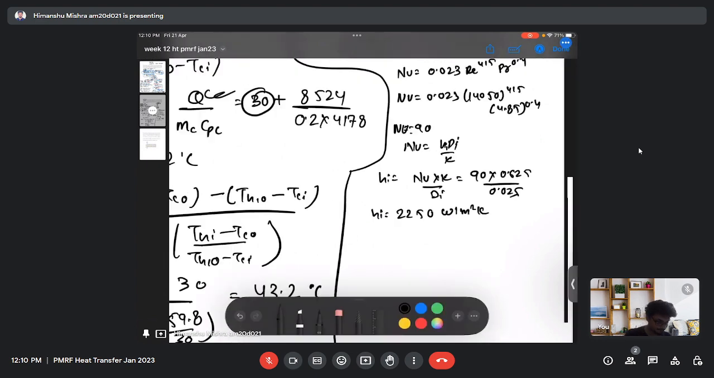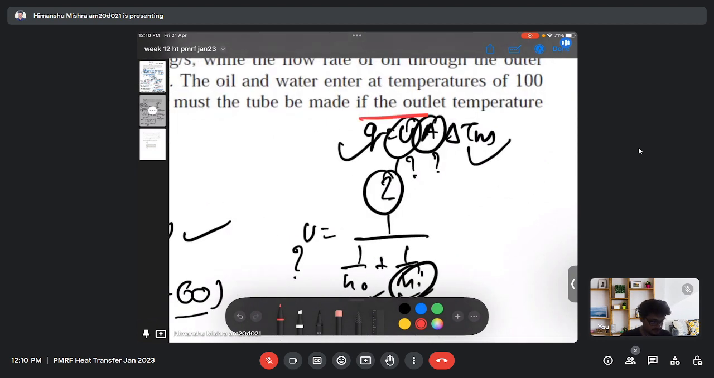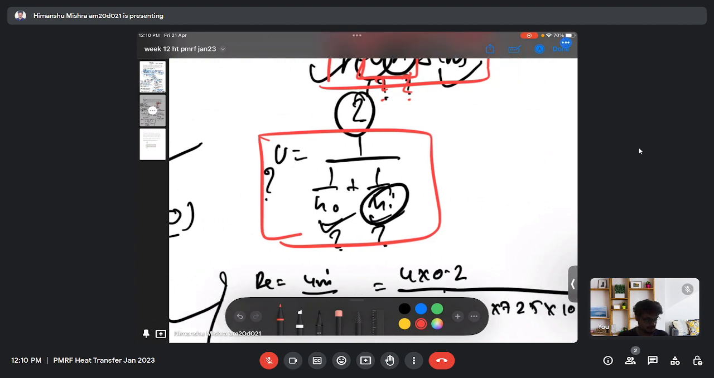So again, to recap, to calculate area, we need to use this relation. My area is unknown, and my overall heat transfer coefficient is also unknown. We only know the actual heat transfer, and we also calculated the log mean temperature difference, but both these quantities are unknown. To calculate the overall heat transfer coefficient, I have this relation, which has the resistance of the outlet heat transfer coefficient and the inlet heat transfer coefficient. Again, these two are unknown quantities.